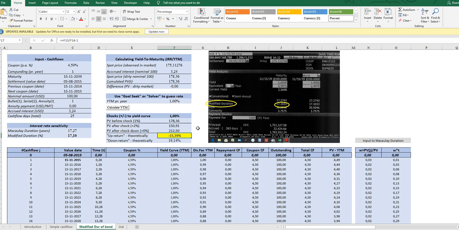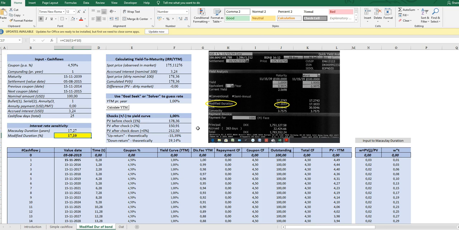This corresponds theoretically in the interest rate up scenario to a drop of 15%, and if interest rates go down by 1%, the bond price will go up by 19%. So this one is just this value divided by the present value, and this one is the new value after the change downwards divided by the present value. Okay, what does that say? It says that the modified duration does not capture all of the change.